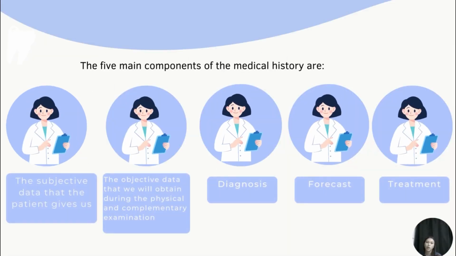The five main components of the medical history are: the subjective data that the patients give us, the objective data that we will obtain during the physical and the complementary examination, diagnosis, forecasts, and treatment.